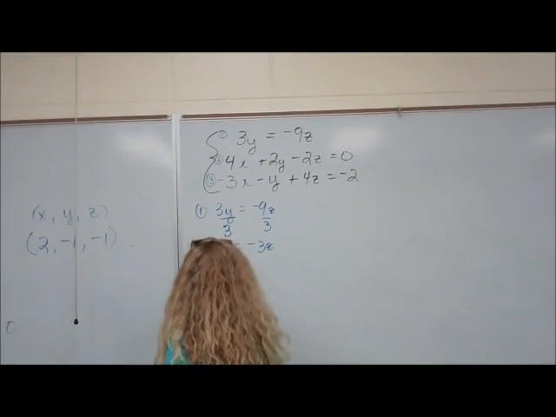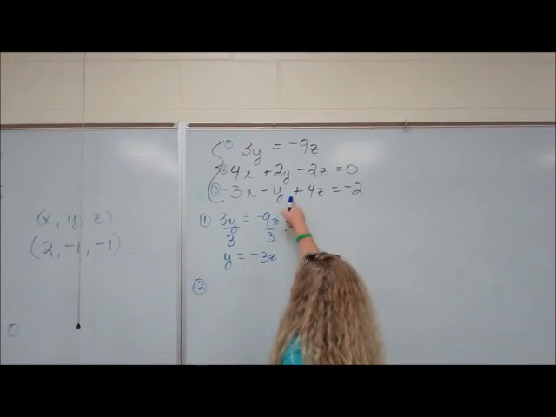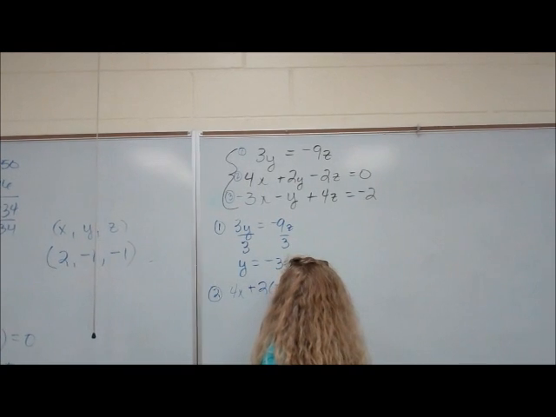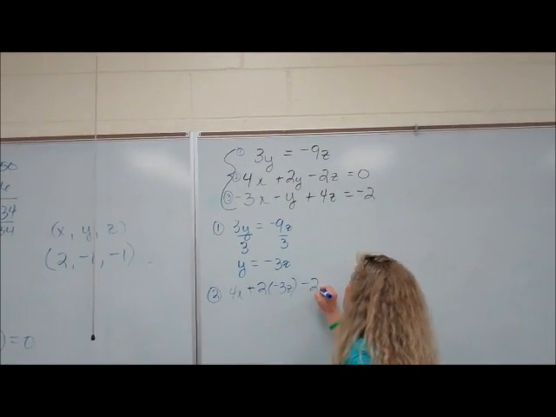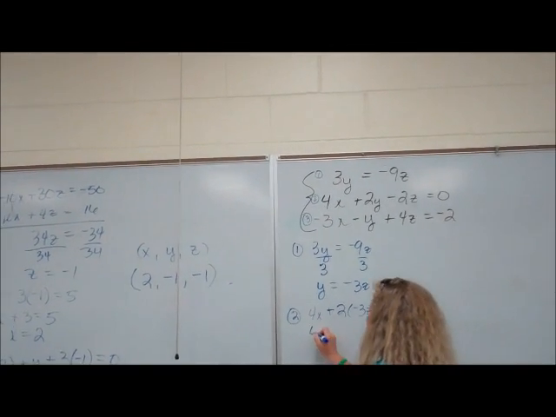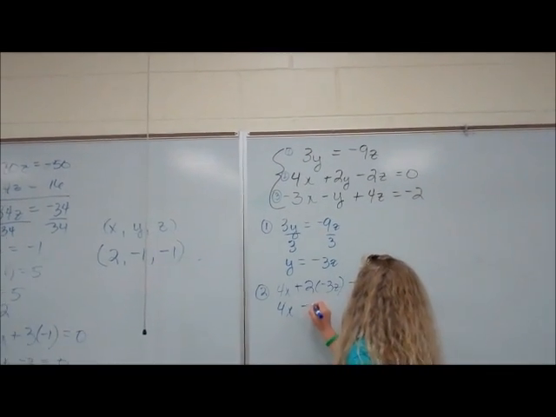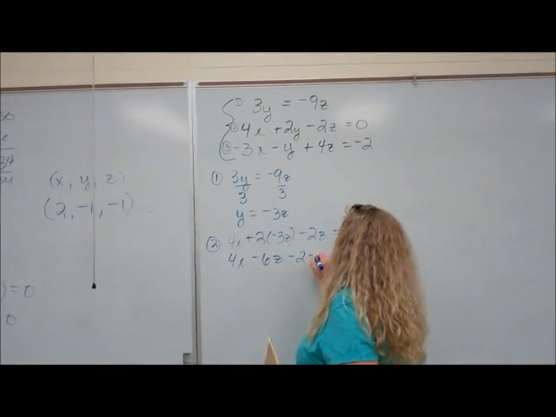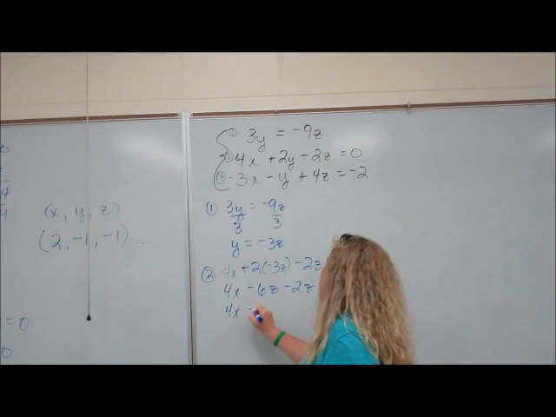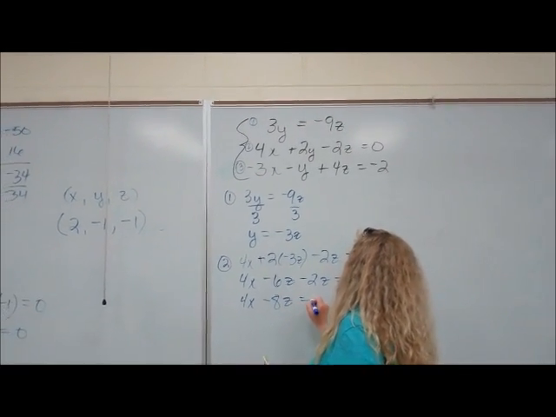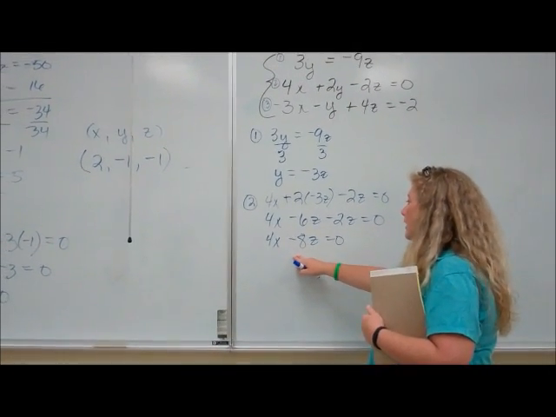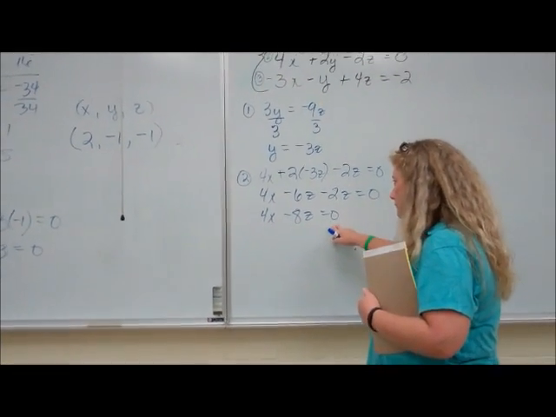Starting with equation number 2, plug in negative 3z. We've got 4x plus 2 times negative 3z minus 2z equals 0. Simplify: 4x minus 6z minus 2z equals 0. Keep going, combine your like terms. 4x minus 8z equals 0.